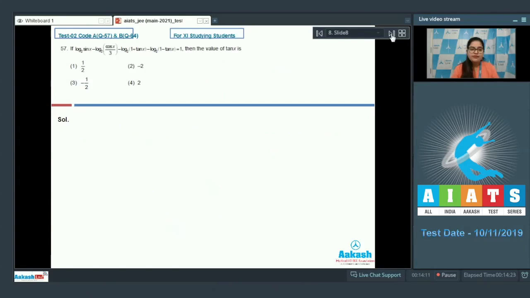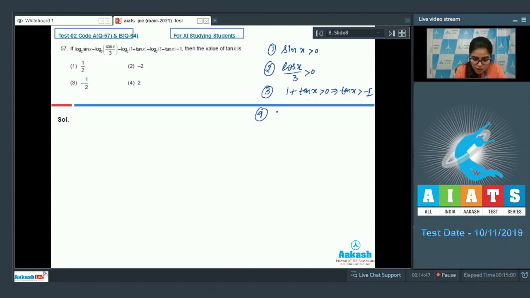Question number 57. If log base 2 of sin x minus log base 2 of cos x upon 3 minus log base 2 of 1 plus tan x minus log base 2 of 1 minus tan x is equal to 1, then find the value of tan x. So see, for defining the log, number 1, sin x should be positive. Number 2, cos x divided by 3 should be positive. Number 3, 1 plus tan x should be positive, so basically tan x should be greater than minus 1. Number 4, 1 minus tan x should be positive. So from here you can say tan x is less than 1.